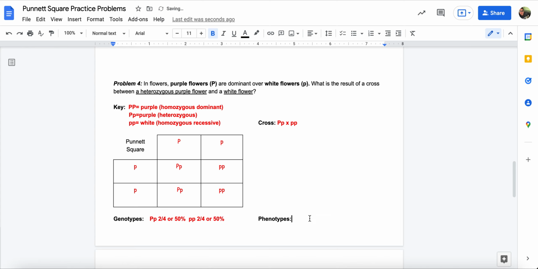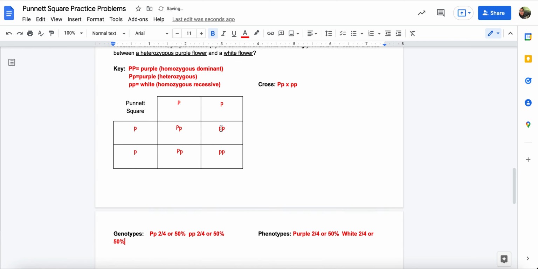And for our phenotypes, we have 2 possible phenotypes. We have purple. This is purple. This is purple. This is not. So purple, 2 out of 4, or 50%. And then we have white, 2 out of 4, or 50%. These two are white.